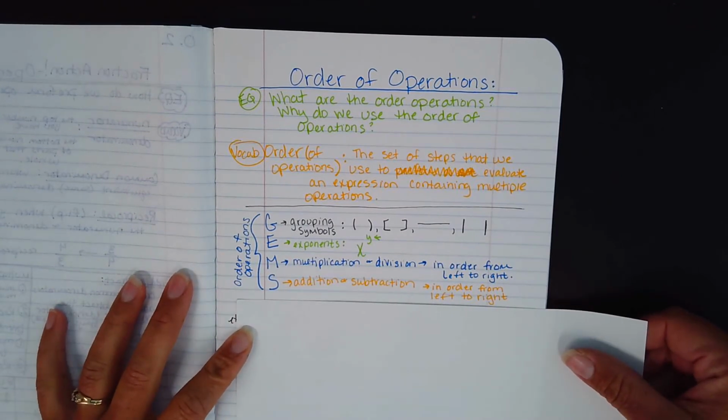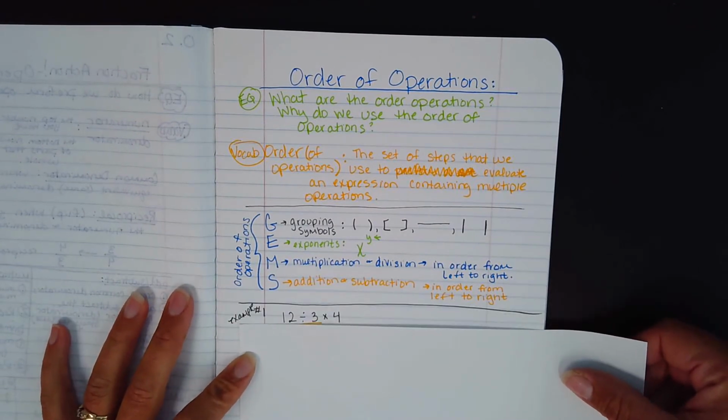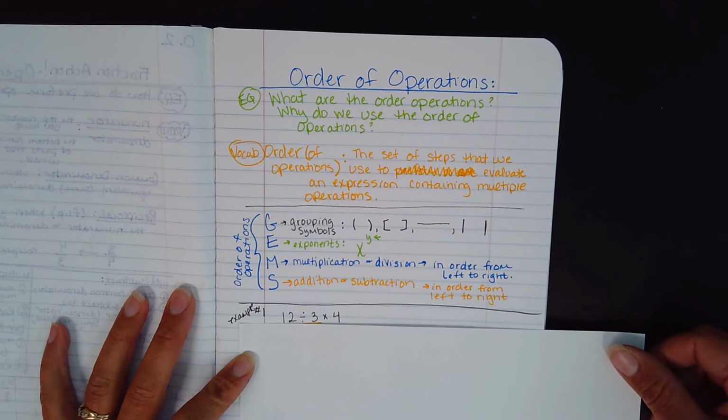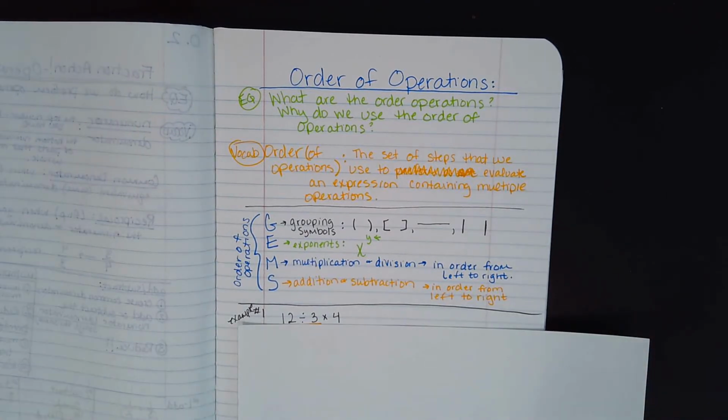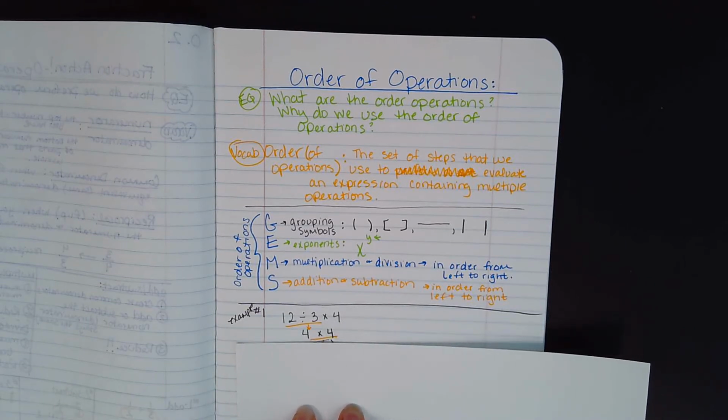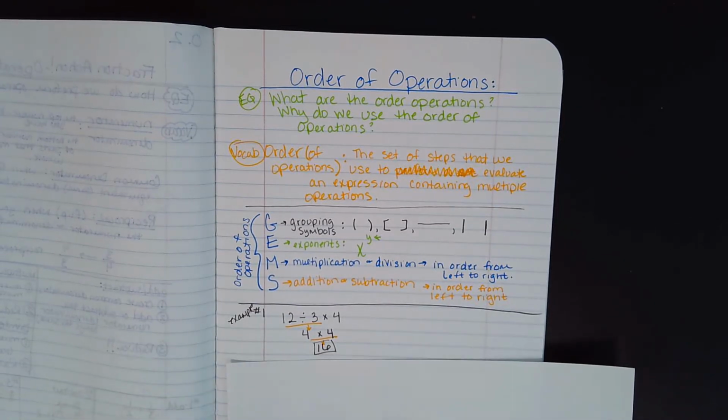I'm going to start with something really, really basic and simple, and that is 12 divided by 3 times 4. Okay, this is probably one of the most simple problems you'll see. You'll notice in this problem, I don't have any grouping symbols, so I don't have to worry about that. I don't have any exponents, but I do have multiplication and division. And the multiplication and division says I do it in order from left to right. So the first thing I'm going to do is my 12 divided by 3, and that is equal to 4. And now I can bring down my next multiplication, so times 4, and I get 4 times 4 is 16.